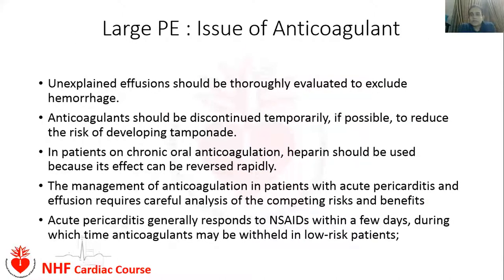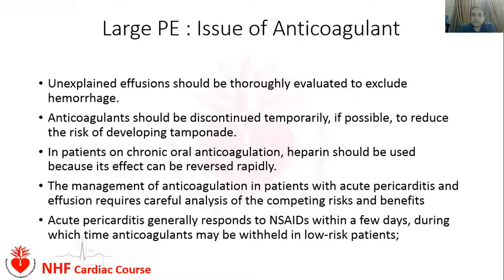One issue is patients with large pericardial effusion who are receiving anticoagulants. Unexplained effusion in these patients should be thoroughly evaluated to exclude hemorrhage. Anticoagulants should be discontinued temporarily if possible to reduce the risk of developing tamponade. In patients on chronic oral anticoagulation, heparin should be used because its effect can be reversed rapidly.